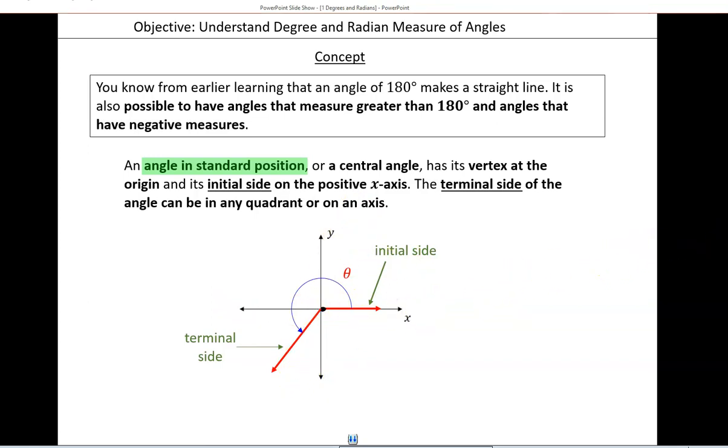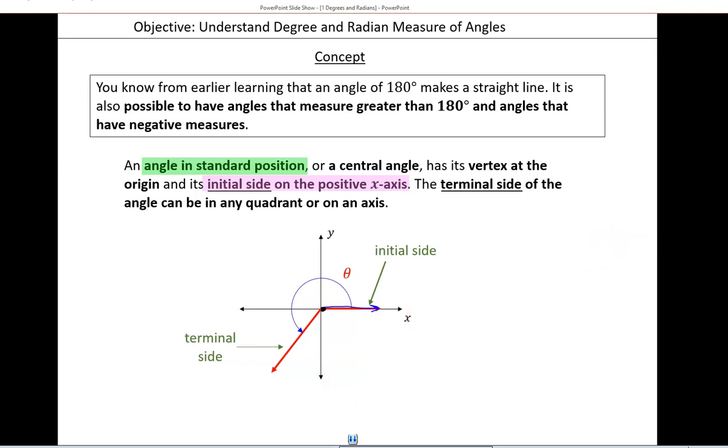That the initial side, where we say the angle's measure starts from, is on the positive portion of the x-axis. So the initial side is on the positive part of the x-axis. That's this part right here. And that's where the measurement always starts from in an angle measurement in standard position.